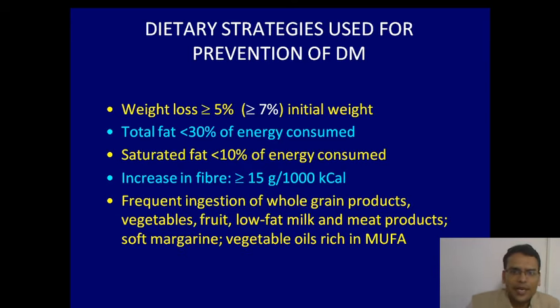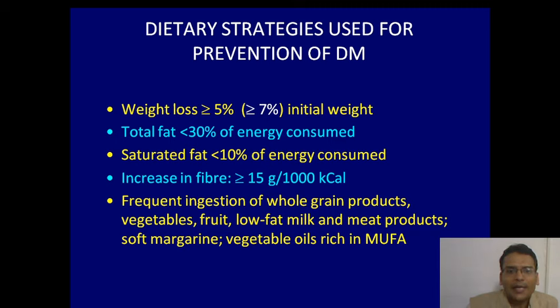Regarding dietary strategies used for prevention of diabetes, it has been shown that weight loss of more than 5% or more than 7% of initial weight is helpful in the prevention of type 2 diabetes. Total fat should be less than 30% of energy consumed, of which saturated fat should be less than 10%. Also, frequent ingestion of food products rich in fiber.